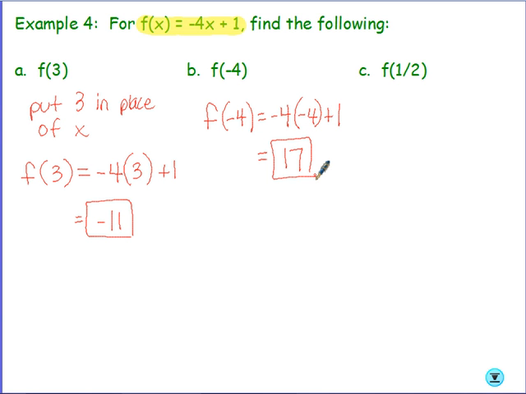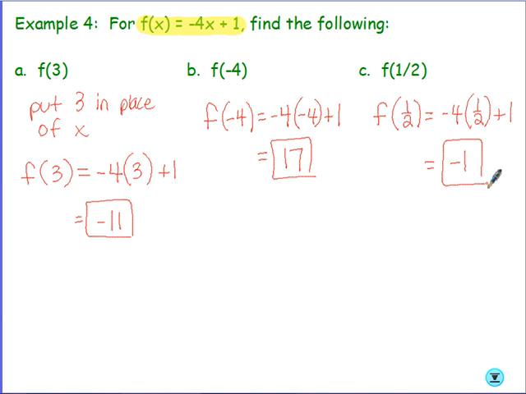Last example, you try one. Pause the video, try this one real quick. Okay, let's see how you did. F of 1/2 equals negative 4 times 1/2 plus 1. All the hard part, all that fraction stuff, the calculator does it for you. Negative 4 times 1/2 plus 1, your calculator should tell you is negative 1. Hopefully you got that answer right. These are not meant to be hard problems. These are meant to be quick and easy: plug in the number and put it in your calculator.